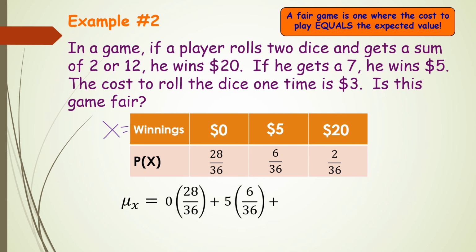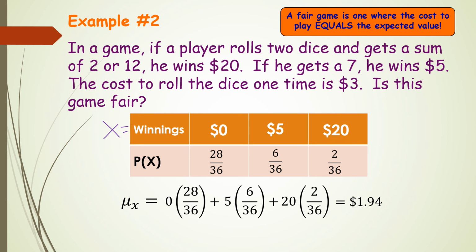0 times 28 over 36, which yes is 0. Is there a point to write that? No, it's not, but I didn't want to confuse anybody. So you multiply that out and you get $1.94. So on average, your winnings is $1.94.